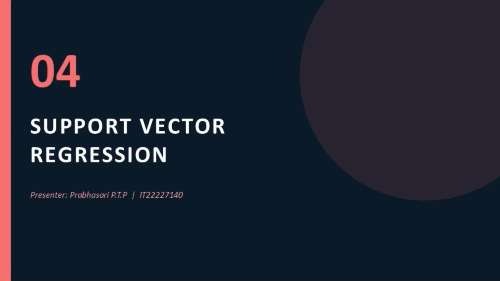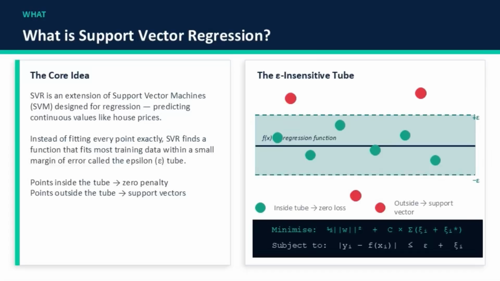In this section, I will present the support vector regression model used for house price prediction based on the Kaggle house prices dataset. I'll walk you through what SVR is, why I chose it, how I implemented it, and finally the results it produced. Let me start by explaining what support vector regression is.